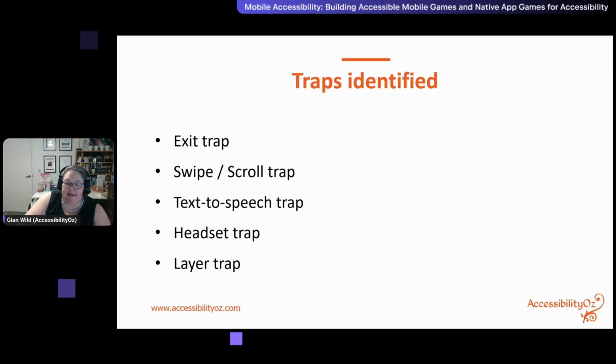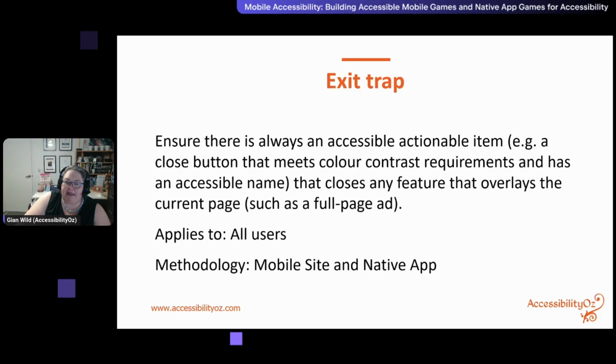So the exit trap, you need to ensure there is always an accessible actionable item, e.g. a close button that meets color contrast requirements and has an accessible name, that closes any feature that overlays the current page, such as a full page ad. It applies to all users, and it's both methodologies.